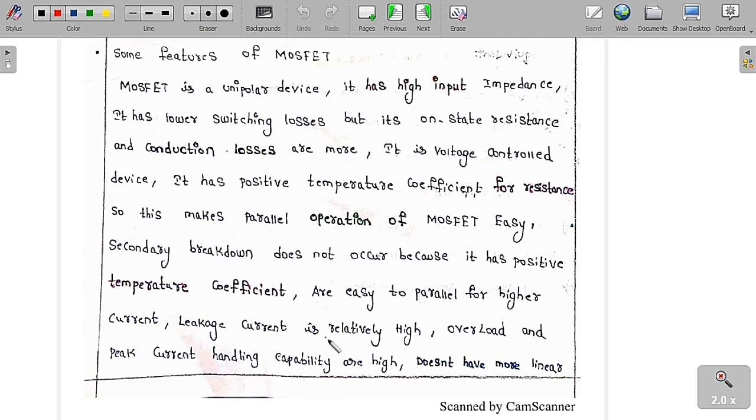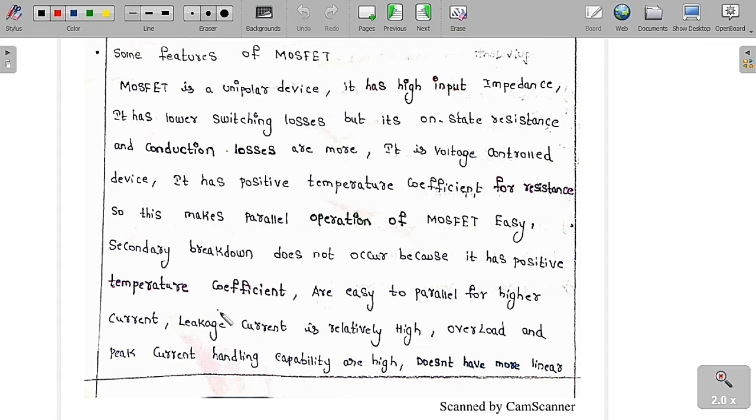I have already told you the power dissipation in a MOSFET we can write in terms of a function of the drain to source capacitance also. Therefore we can say that MOSFET is a unipolar device. It has high input impedance, very low switching losses, but very high conduction losses. It is a voltage control device, and it has a positive temperature coefficient for resistance.